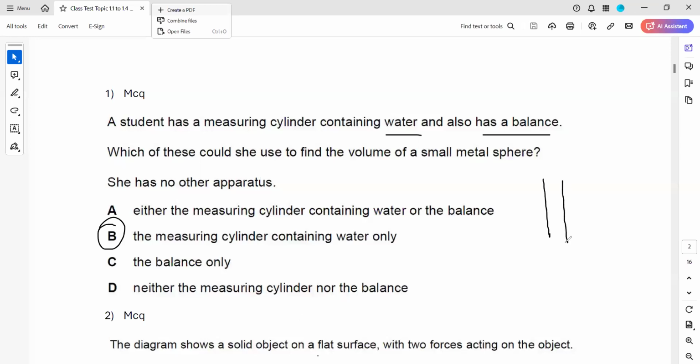So we'll take a measuring cylinder. Why not the balance? Because a balance is not used to measure the volume. The balance is used to measure the mass of an object. So we'll take a measuring cylinder, fill it with the liquid, here in this case water, and then we'll add an object. The volume will change. How much the volume changes? The change in the volume is equal to the volume of the object.